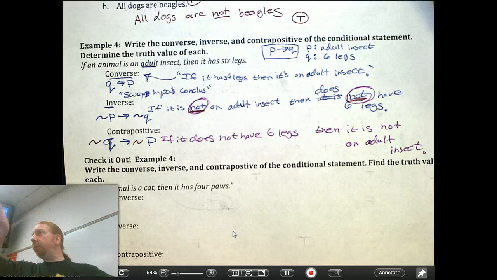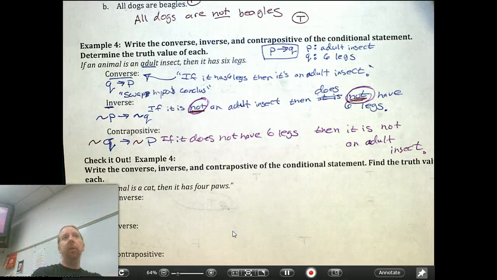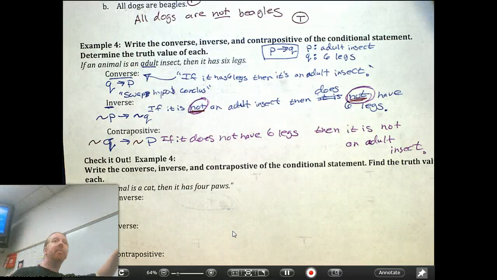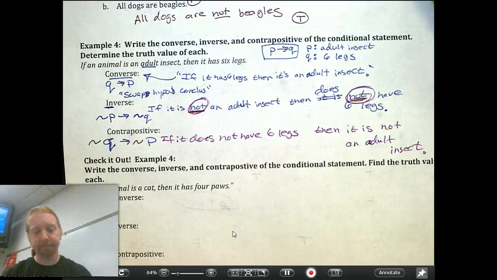So the converse means I switch the two. Inverse means I throw the word not into the two. Contrapositive means I do both. Both switch it and negate it. And then each of these is a new conditional statement that I can think about as being true or false overall.